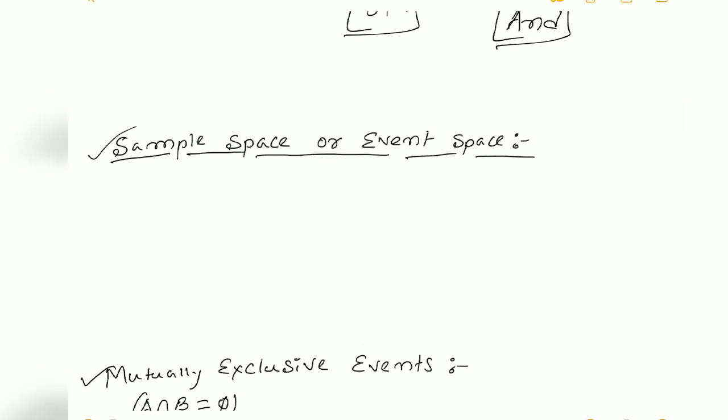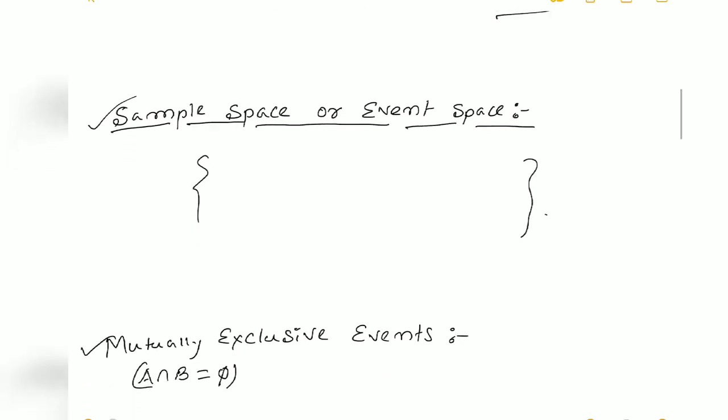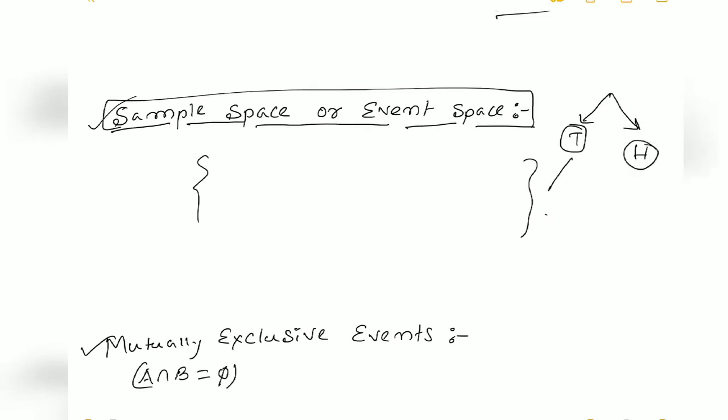Now let us come to sample space or event space. A sample space is the set of outcomes that an experiment can give. Suppose you are tossing a coin 2 times. So the first time you toss the coin, you can get tails or you can get head. The second time you toss, you can get tail as well as you can get head.